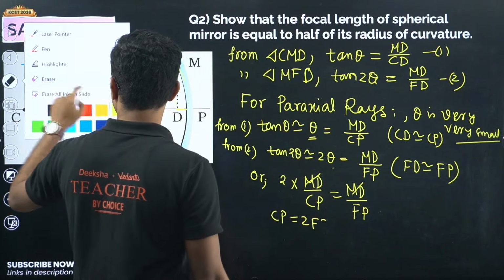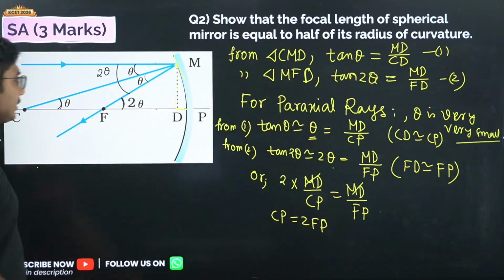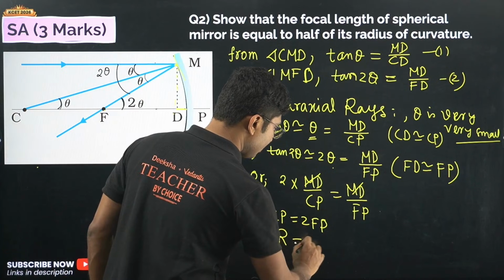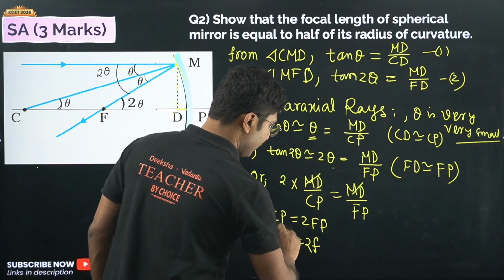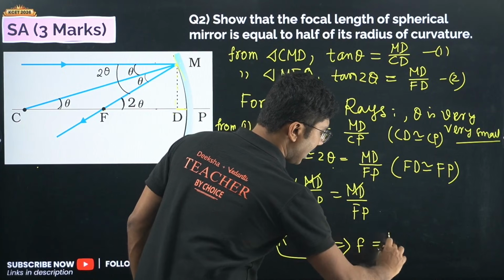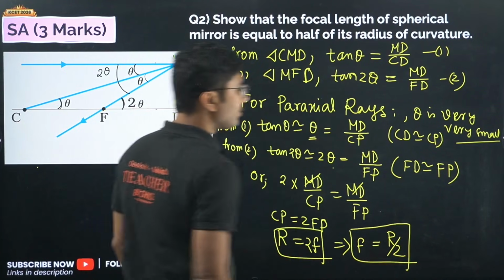What is F? F is focus, so FP must be the focal length, and C is the center of curvature, so CP must be equal to the radius of curvature, that is R equals 2F. This is the derivation, or you can write F equals R by 2. This is the derivation that we were searching for.